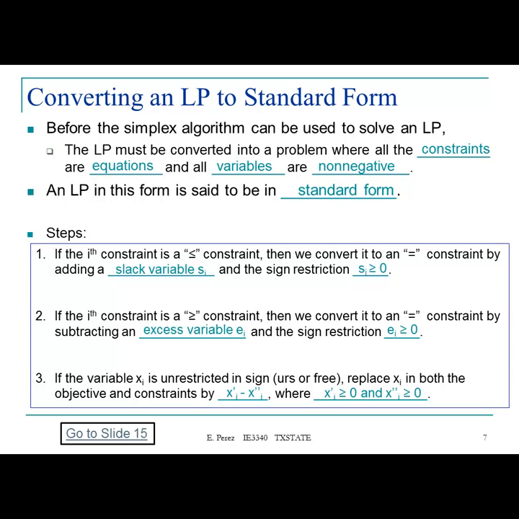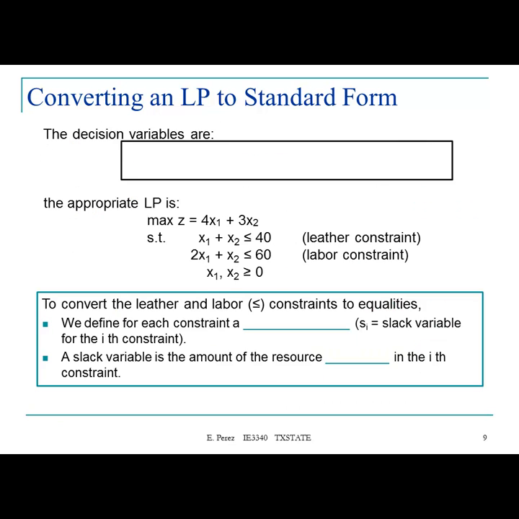If instead of having a less than or equal, you had a greater or equal, then instead of adding that slack variable, you were going to subtract the excess variable. But in this example, we only have less than or equal constraints. So we define for each constraint a slack variable, and in this case, the slack variable is the amount of resource unused for each constraint.